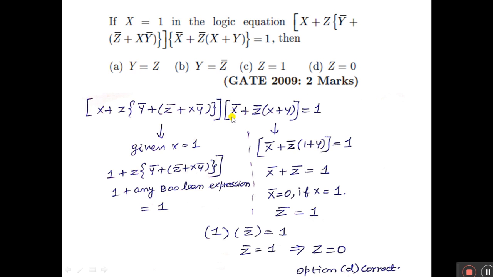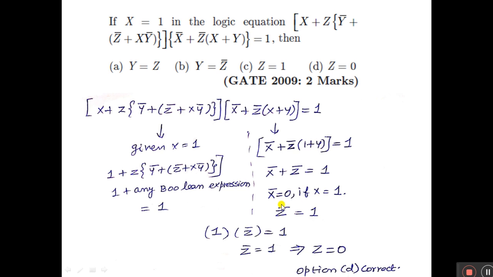Now I am taking the second part, (x bar plus z bar)(x plus y) equal to 1. Here I am applying x equal to 1, as given in the question. If I apply x equal to 1, 1 plus y equals 1. Now this expression becomes x bar plus z bar equal to 1. So if x equal to 1, x bar is 0.